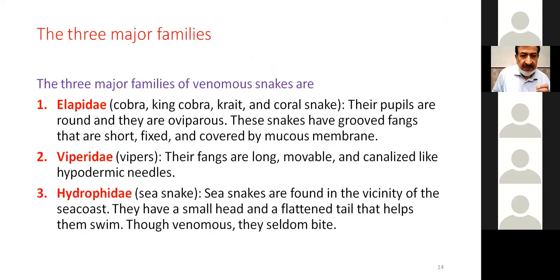The three major families of venomous snakes are the elapids, which contain cobra, king cobra, and great cobra snakes. The other one is the viper; their fangs are long. And the third one is the hydrophiid, the sea snakes. Sea snakes are found in the vicinity of the sea coast. They have a flattened tail. Many of you have seen sea snakes in the coastal areas of the country.